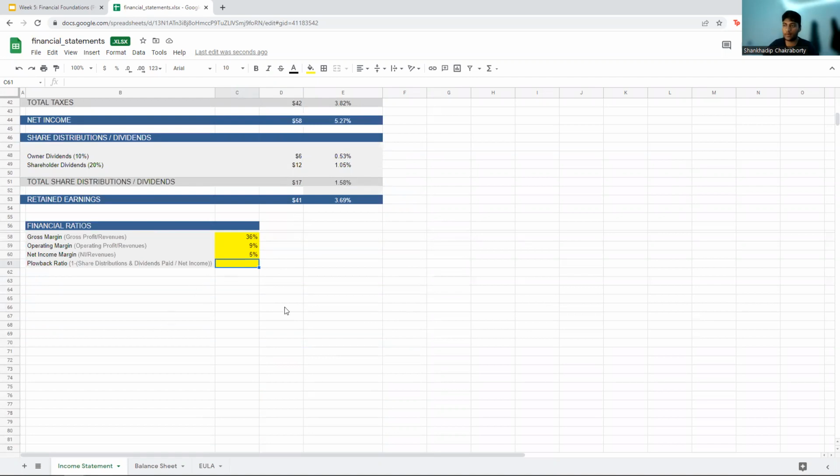And finally, the plowback ratio, this is a little bit different. That's why I want to put it here, along with the retained earnings, is the plowback ratio is how much of your retained earnings you are plowing back or you are reinvesting into the company.